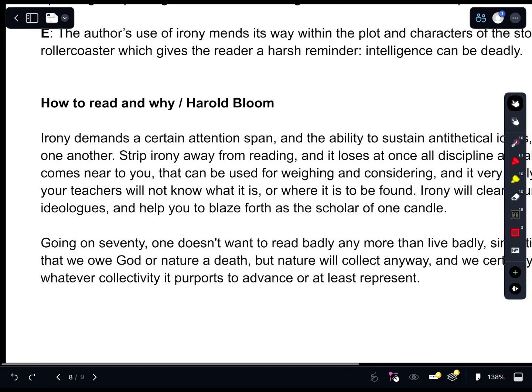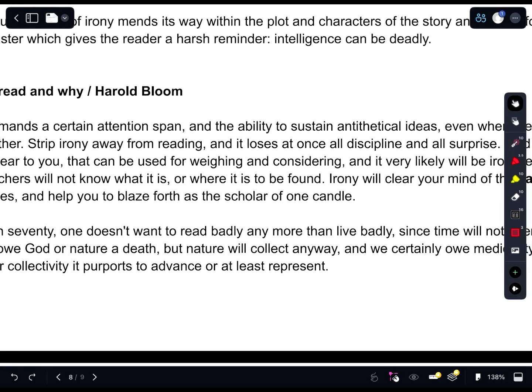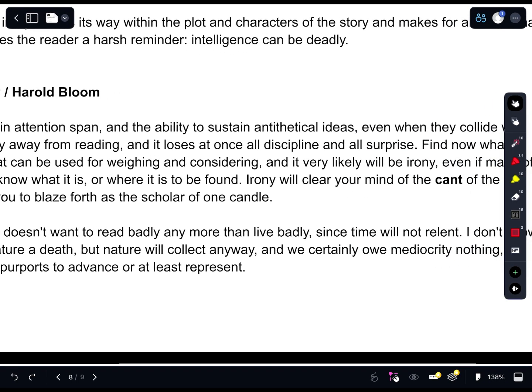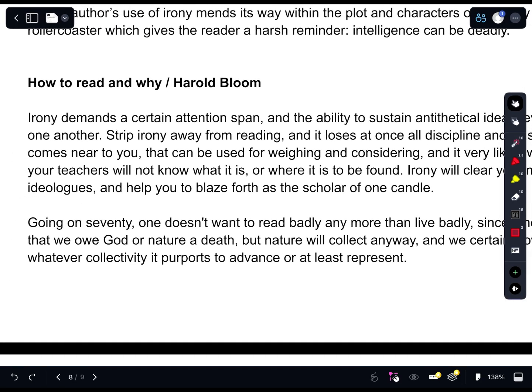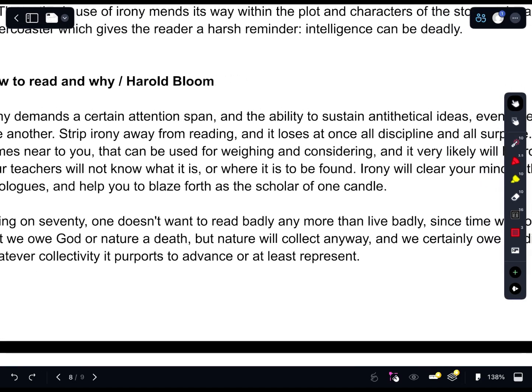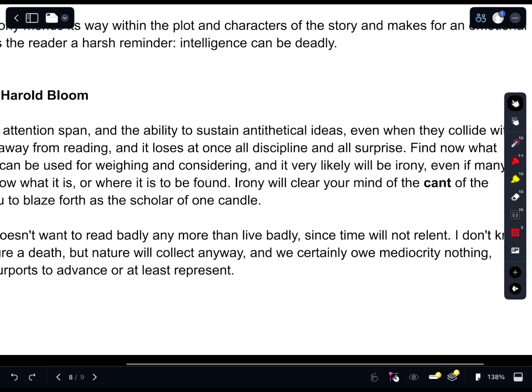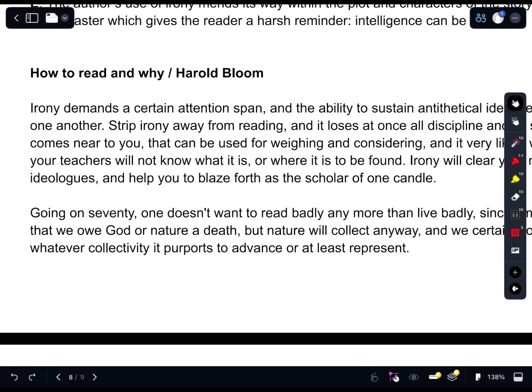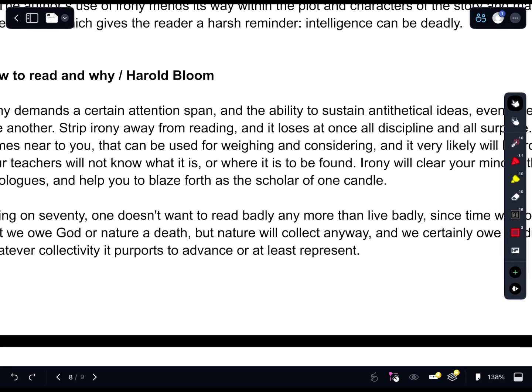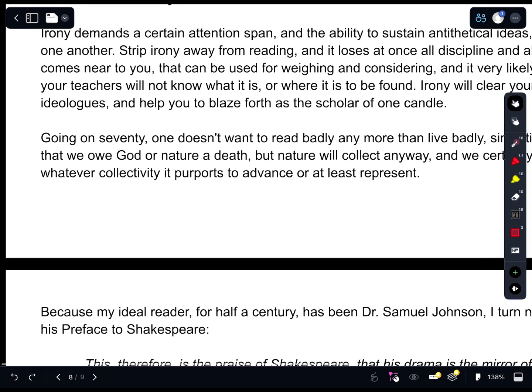Find now what comes near to you that can be used for weighing and considering, and it very likely will be irony, even if many of your teachers will not know what it is or where it is to be found. Irony will clear your mind of the cant of the ideologues and help you to blaze forth as the scholar of one candle. So he wrote this when he was older.